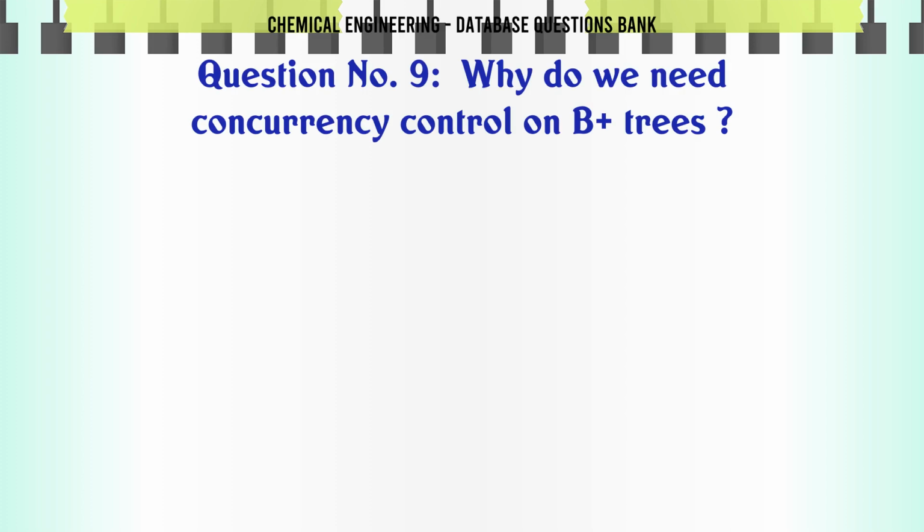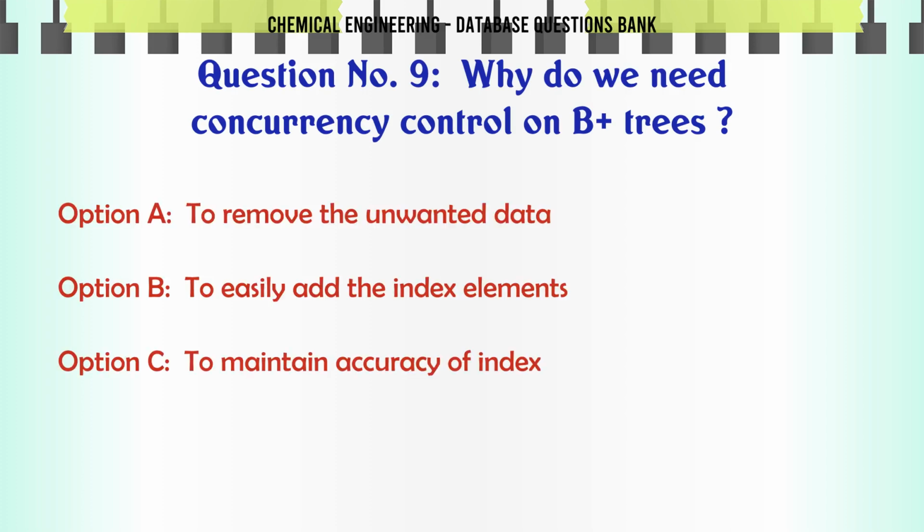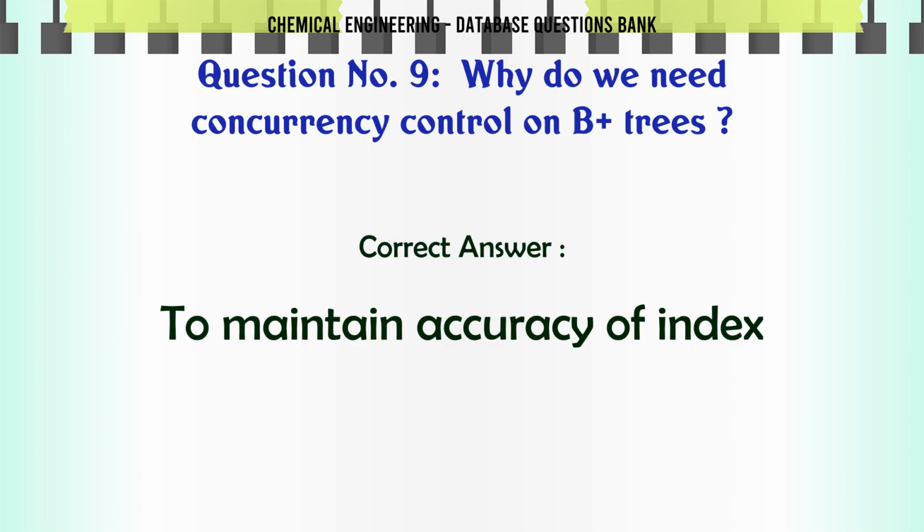Why do we need concurrency control on B-trees? A, to remove the unwanted data, B, to easily add the index elements, C, to maintain accuracy of index, D, all of the mentioned. The correct answer is to maintain accuracy of index.